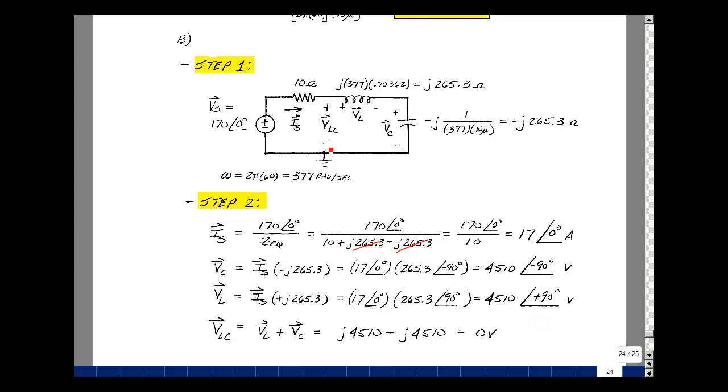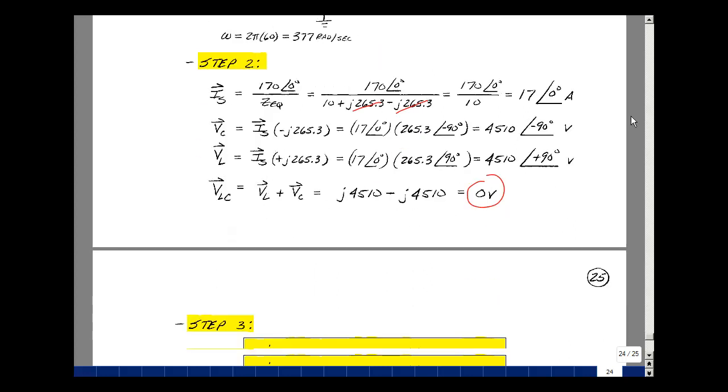Now let's find the voltage V sub LC. The rise in voltage equals the drops around the loop. Let's convert this back into rectangular form because we're going to be adding stuff. This is going to be 4510 with a plus j. This is going to be 4510 with a minus j. But these two are equal and opposite, and they cancel and we get 0 volts. The voltage across here is 0, but the voltage across each element is not. It's a magnitude of 4,510, and this has the same magnitude, but the opposite angle. So they cancel each other.